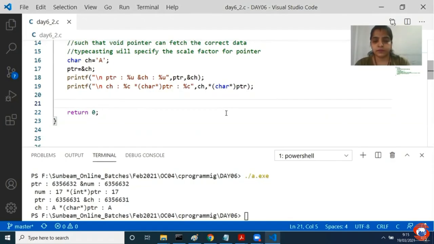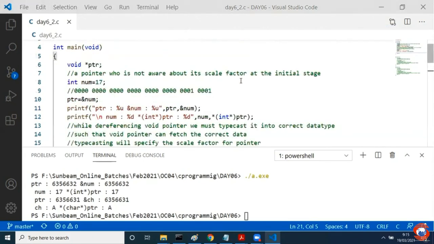Okay. Why we use void? See, because I want to reduce the size of the pointer, number of pointer usage.